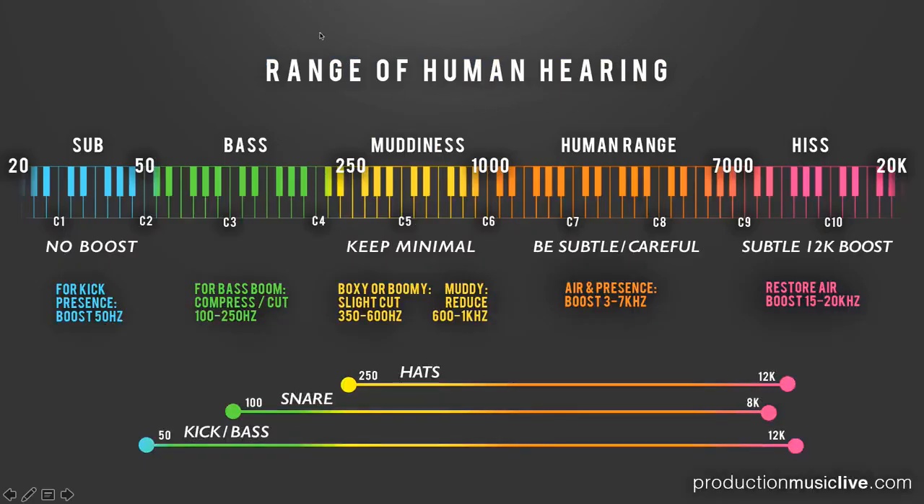And here's a general overview of the frequency range. You can see the different areas: sub, bass, low, mids, human range, and high frequencies here. And you have a couple of tips down here how to use your equalizer in the different areas. And also down here you can see where you usually put your drum elements.